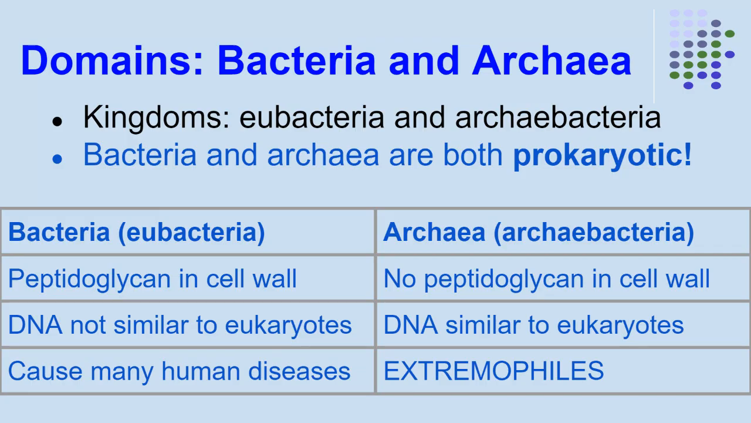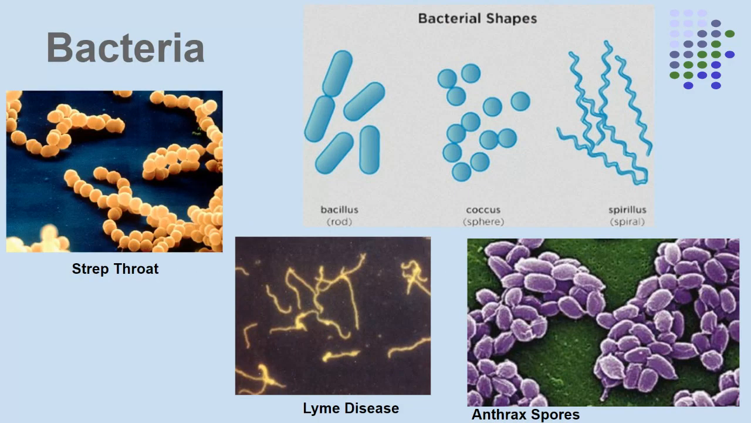Let's talk a little bit more about bacteria. We've already talked about bacteria when we talked about germ theory, but this is just a refresher. Bacteria cause a lot of human diseases. They come in different shapes, and we can kind of see that in some of these pictures. Strep throat bacteria are a round shape. They are the coccus type of bacteria. Lyme disease is a spiral shape. It's the Spirillus type of bacteria. And anthrax causes a bad respiratory disease, and that's the Bacillus type of bacteria. So bacteria cause human diseases. Their DNA is not like ours, but they do have peptidoglycan in their cell walls.